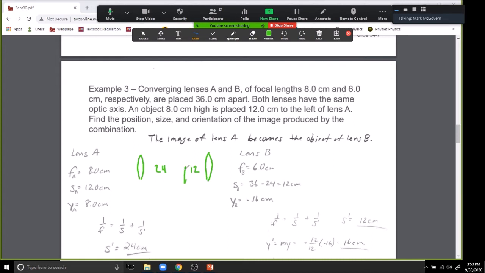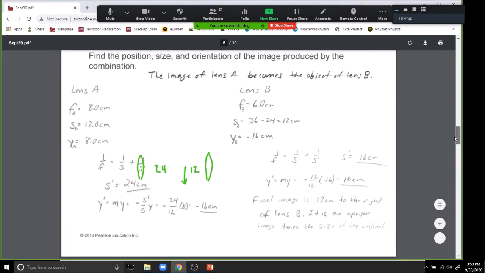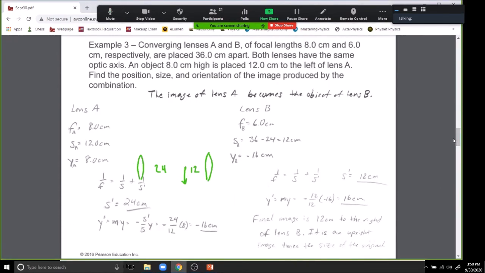So you have your object here, it's inverted, right? You start off being 12 over here, something like this. And then we end up with an inverted image that's twice the size, looks like. Right, because it was 8. Yeah, twice the size. So now, when we come over to lens B, we've got a different focal length. You have to be cognizant of the distance between the lenses to figure out the new position. It's 12. Your Y value is now negative 16 centimeters because you have this inverted image.